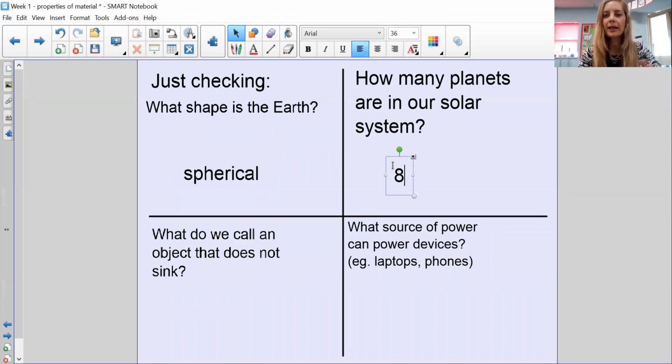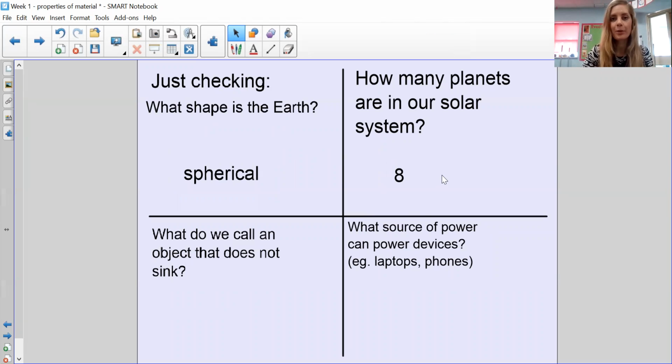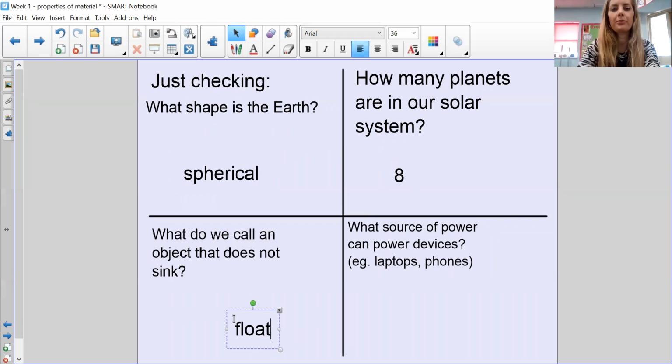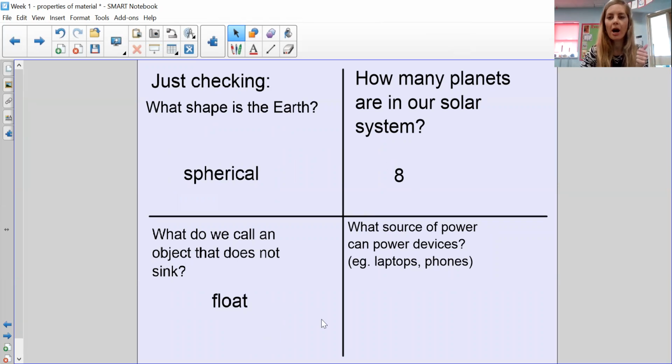How many planets do we have? Hopefully you remember that there are 8 planets in our solar system. What do we call an object that does not sink? So if we have an object in a glass of water and we put it in and it doesn't sink, we would describe it as floating. So if you wrote anything about the fact that it floats, then you can give yourself a mark.